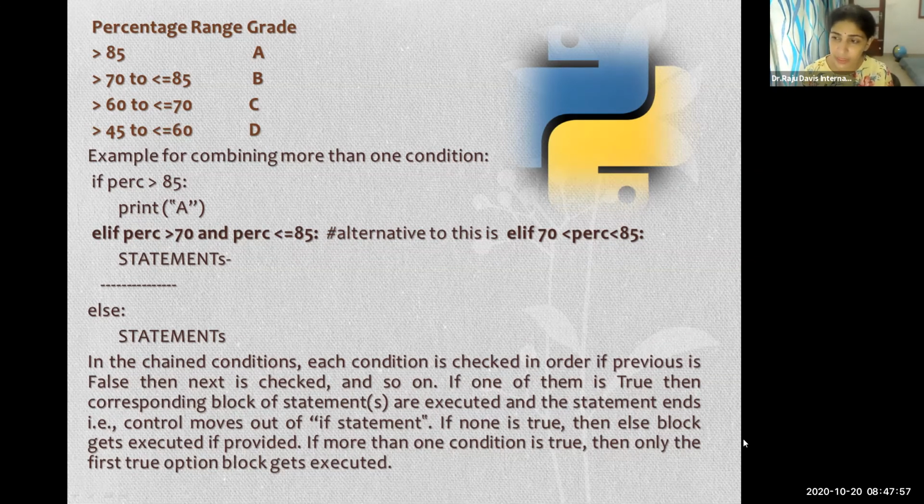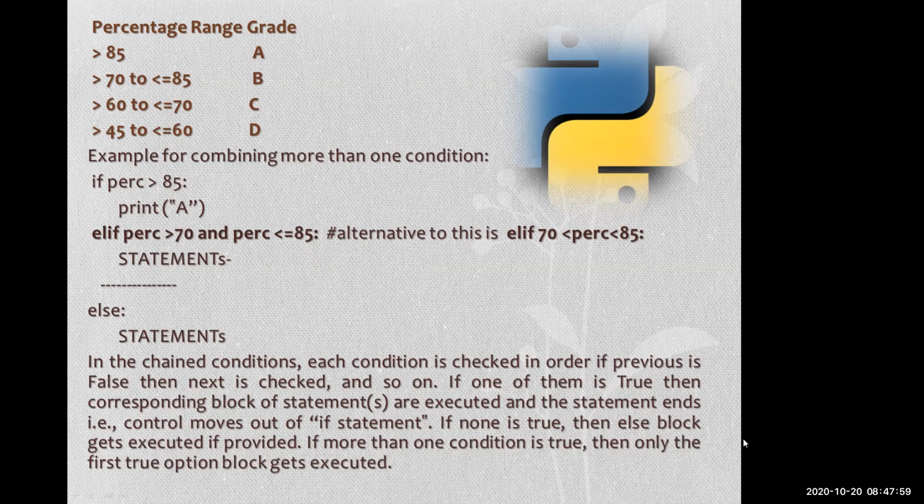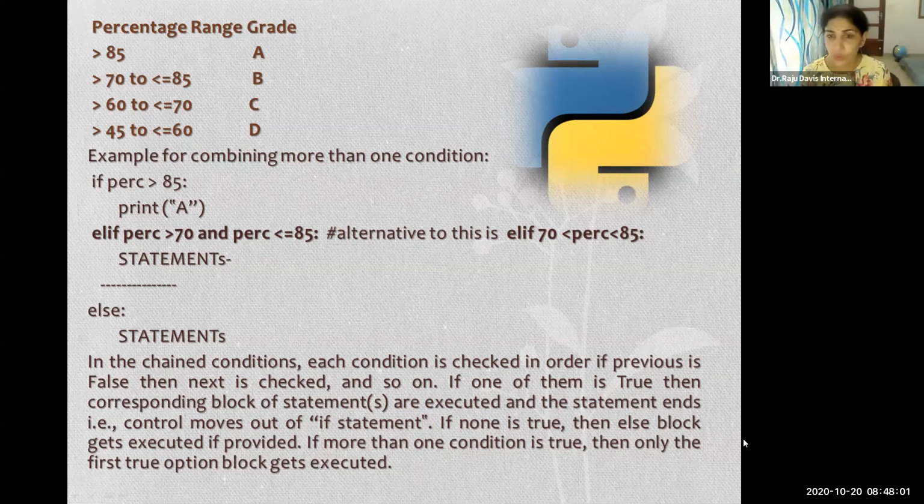Percentage greater than 70? Yes. We don't know what is the percentage which is achieved by the student. So if percentage greater than 70, it should be true. And what is the next condition? Percentage less than or equal to 85. These two conditions should give you a result as this one should be. Let me try to write it.